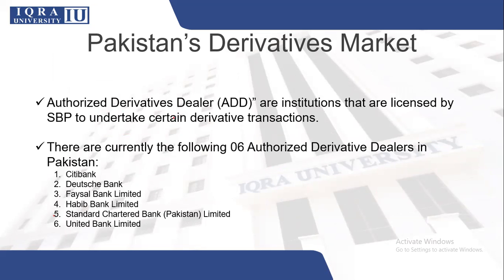The authorized derivatives dealers are institutions that are licensed by SBP to undertake certain derivative transactions. In Pakistan, there are six authorized derivative dealers: Citibank, Deutsche Bank, Faysal Bank, Habib Bank, Standard Chartered, and United Bank Limited. So these are the six authorized derivative dealers in Pakistan.